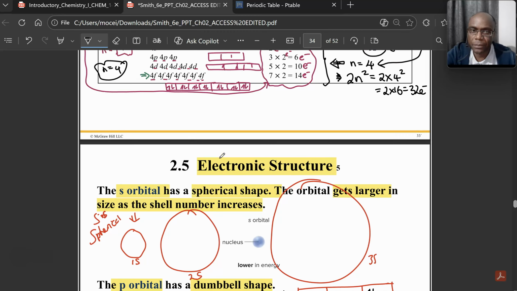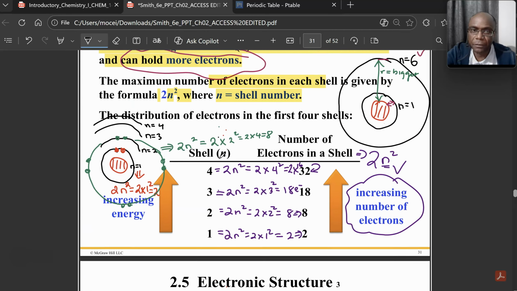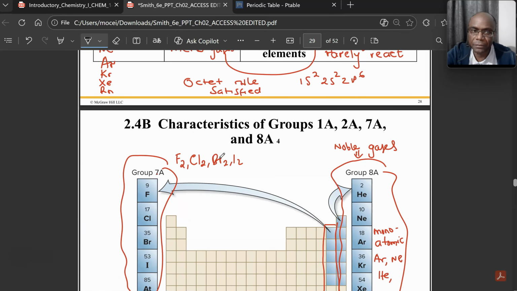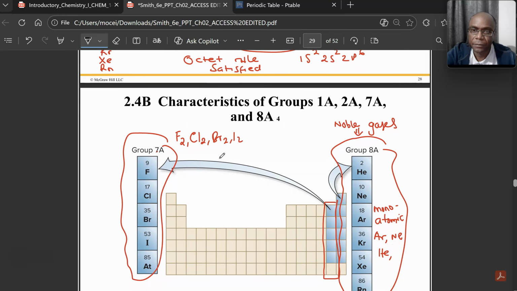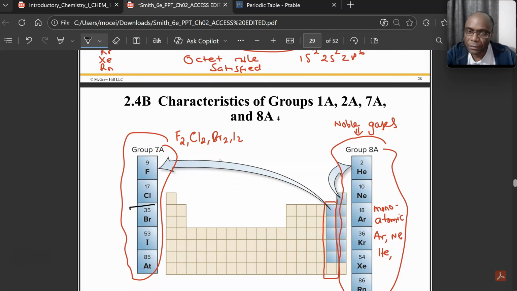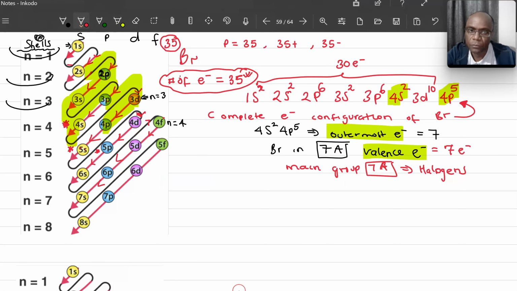Let's go back up. So electronic configurations help us to put electrons where they belong. See, bromine is right here. That's where bromine is. It is in main group 7 because the outermost electrons in the fourth shell count to 7. Now, that is a complete electronic configuration, but I want to show you something else that's coming up in the slide. That's a complete electronic configuration.